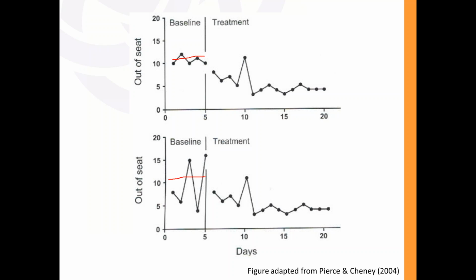So the idea is that if all you're doing is saying, okay, here's the average in the baseline and here's the average in the treatment, that isn't super informative, right? Because the variability of the baseline is going to be a very big indicator of what's going on before you even do anything. So this is just one example. It was actually designed this way by Pearson and Cheney to illustrate this fact.